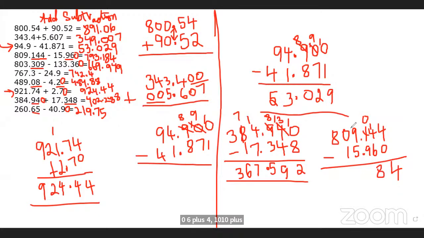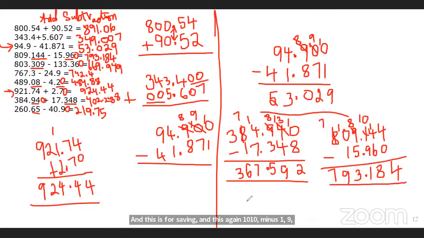Done. The next 9 is of 8 and this is 10. 10 minus 9, 1. 8 minus 5, 3. And this is for 7 and this is again for 10. 10 minus 1, 9 and 7 below. 793.184.